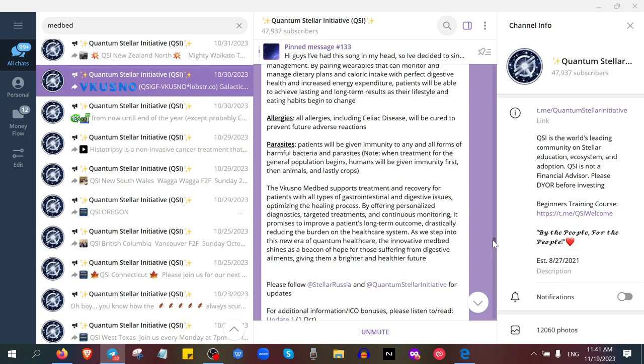The Vkusno Medbed supports treatment and recovery for patients with all types of gastrointestinal and digestive issues, optimizing the healing process. By offering personalized diagnostics, targeted treatments, and continuous monitoring, it promises to improve a patient's long-term outcome, drastically reducing the burden on the healthcare system. As we step into this era of quantum healthcare, the innovative Medbed shines as a beacon of hope for those suffering from digestive ailments, giving them a brighter and healthier future.